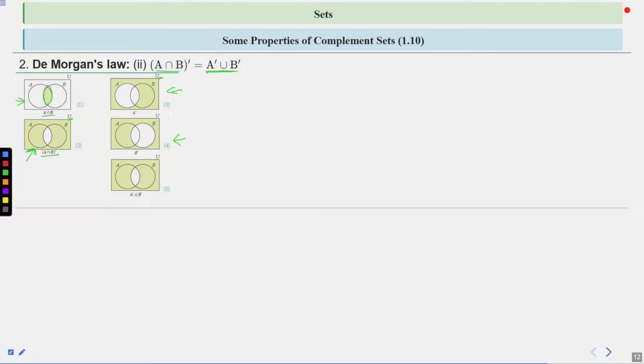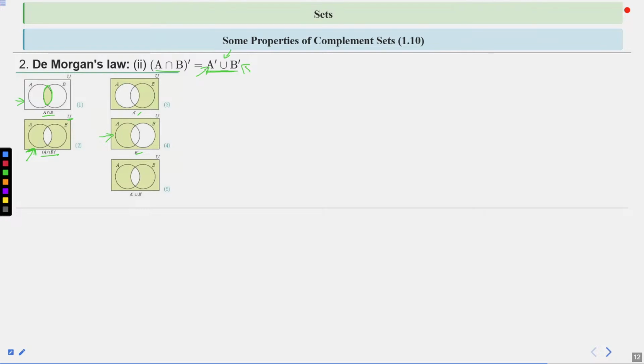So B complement is simply represented by the shaded part outside the circle B. Meaning we are collecting all the elements inside the set U but not in B. So as you can see, we are not collecting elements from B inside B. Clear? Now what you are doing is union, meaning you are taking shaded parts. So union says what? You have to collect all the elements which belong to A complement or belong to B complement. We know these elements represented here shaded all belong to A complement, and these shaded elements here all belong to B complement.